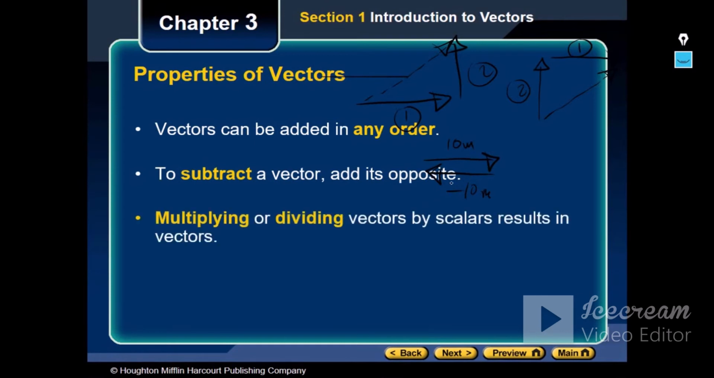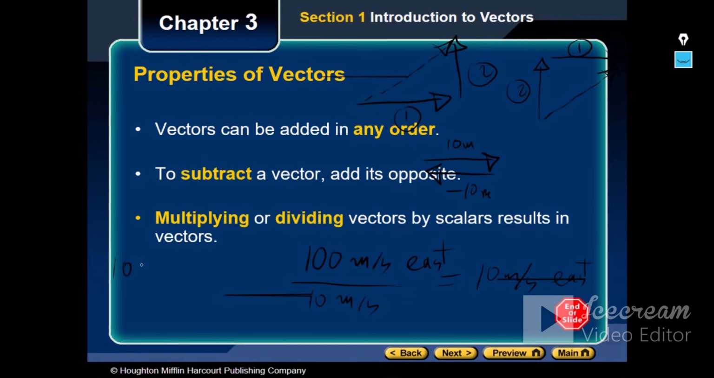Also, guys, we can multiply and divide vectors by scalars. What does it mean? For example, if we have 100 meters per second to the east, divided by 10, it equals 10 meters per second to the east. Can you see that, guys? Nothing changed in the direction, just the magnitude changed.